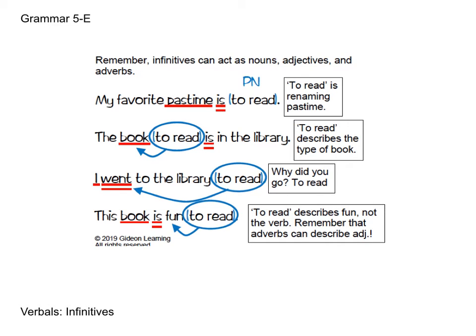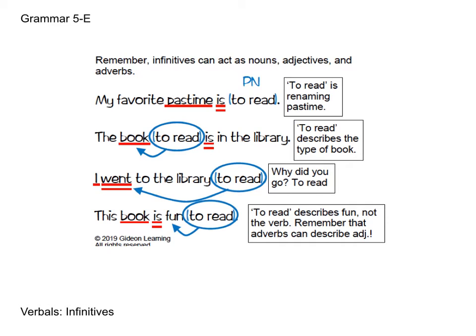Here we can see that infinitives can act as nouns, adjectives, and adverbs. So that first sentence, my favorite pastime is to read. The verbal to read, the infinitive to read, is renaming my favorite pastime. It's renaming the subject and the predicate, making it a PN. And the next sentence, we have the book to read is in the library. To read is modifying which book I'm referring to.